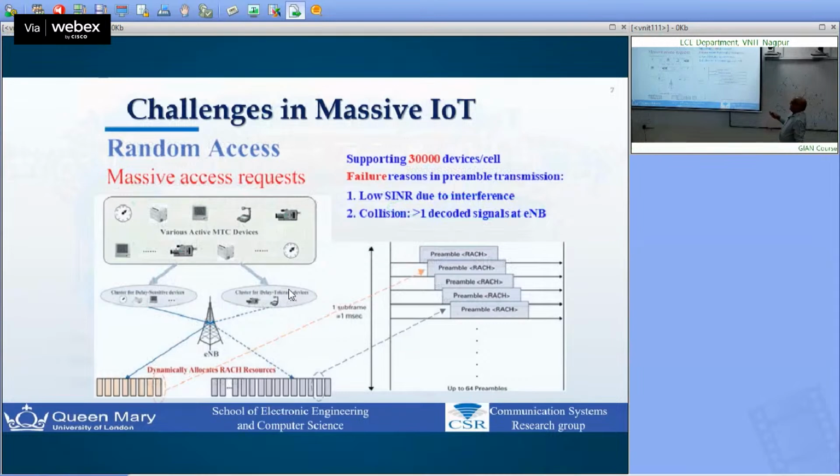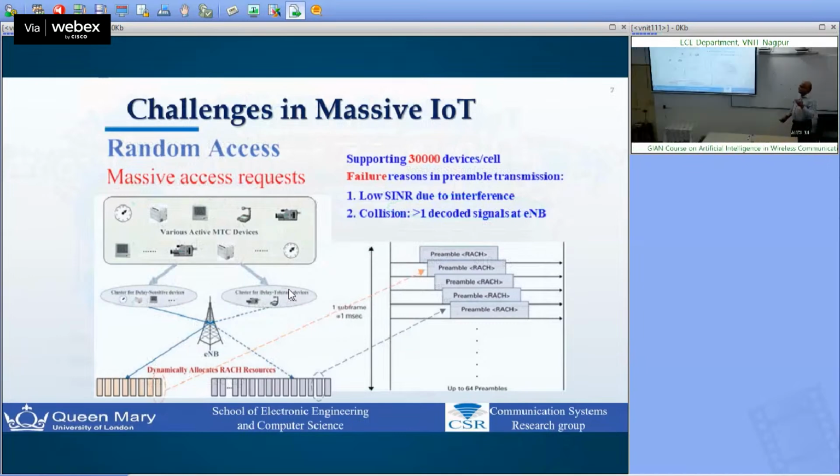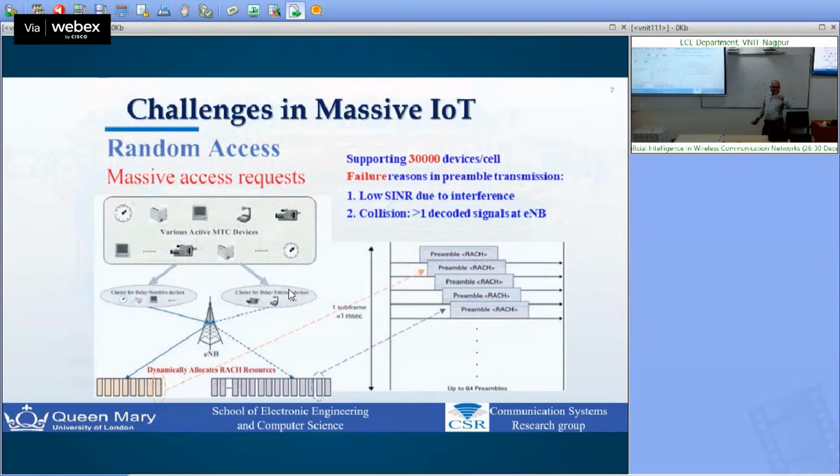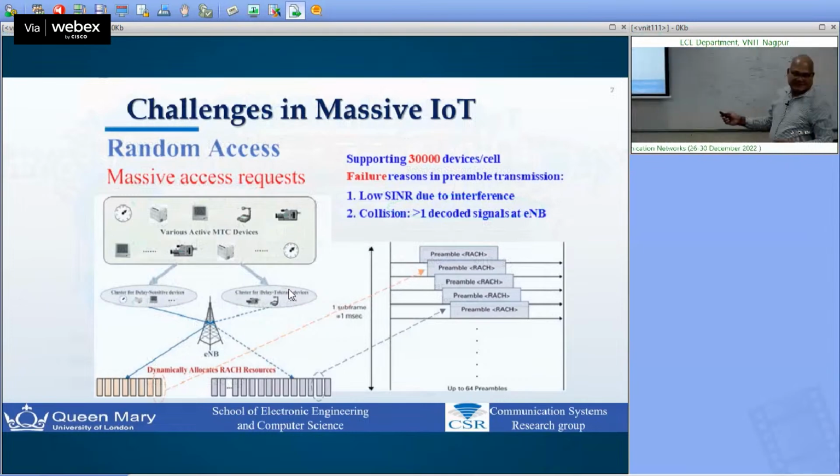The first one is the low SINR, because this is a low power wide area network. Since this is a low power wide area network, SINR is very low. If SINR is very low, then the signal cannot be detected. So then we are going to have SINR outage.